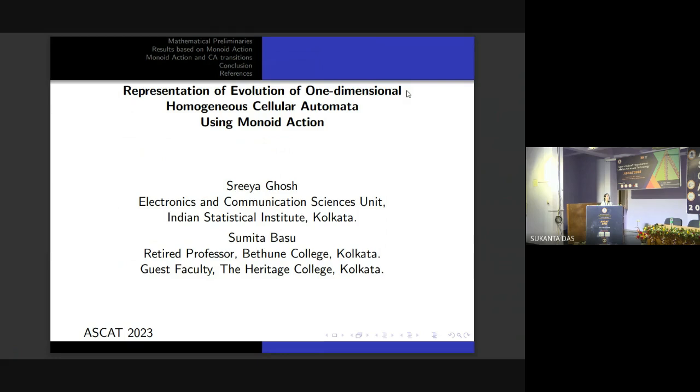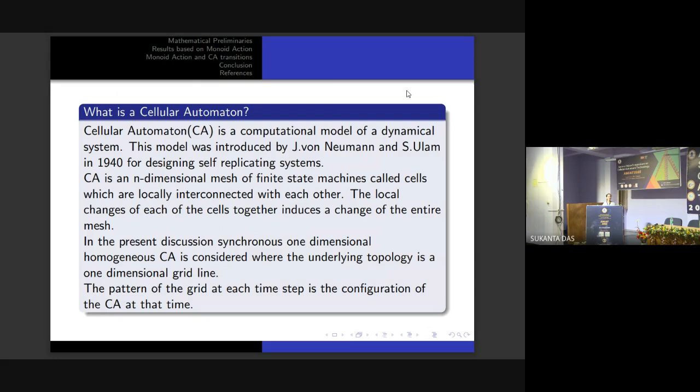Okay. Good morning, everyone. It's a pleasure for me to be a part physically at ASCAT, second day. So I will talk on representation of evolution of one-dimensional homogeneous cellular automata using monoid action. So myself, Sreeya, and I have worked with Professor Sumita Basu on this work. Every one of us over here more or less knows what a cellular automaton is, so I won't spend much time on it. It's a computational model which was proposed by Neumann and Ulam, where evolution of the local cells induces the global evolution patterns.